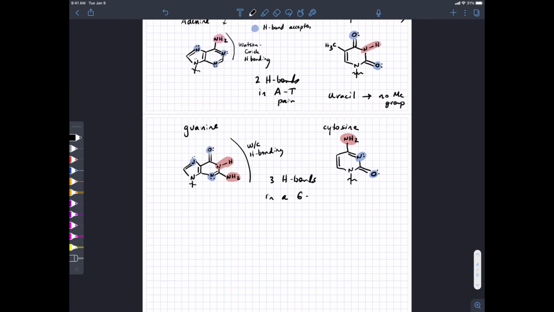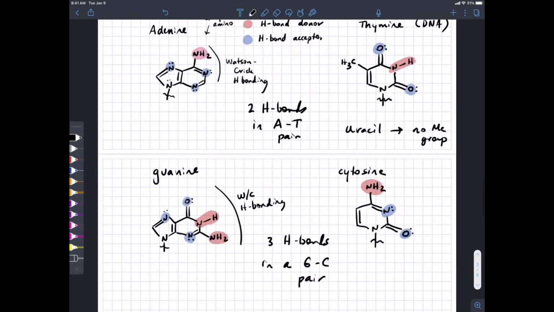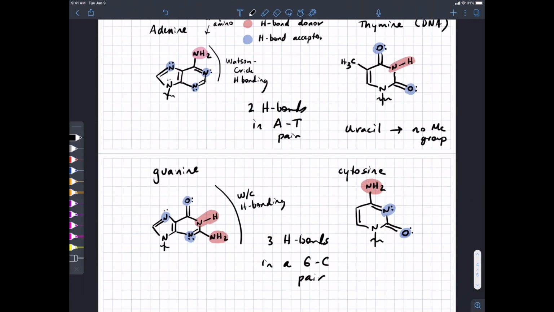a GC pair. And this is why, if any of you work in labs where you're doing PCR, if you have an oligonucleotide that has a lot of GC pairs, you have to heat it up higher to get them to dissociate, because you're trying to overcome the strength of 3 hydrogen bonds instead of 2.